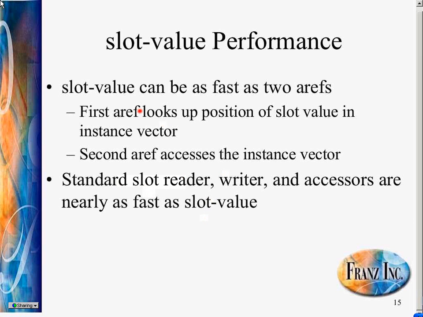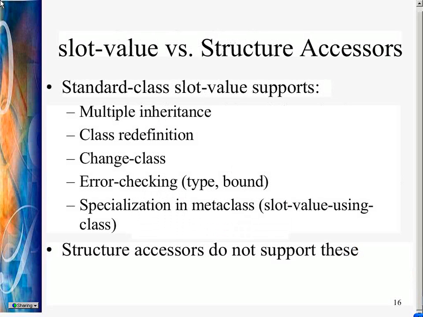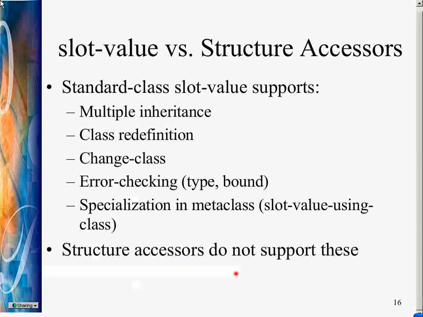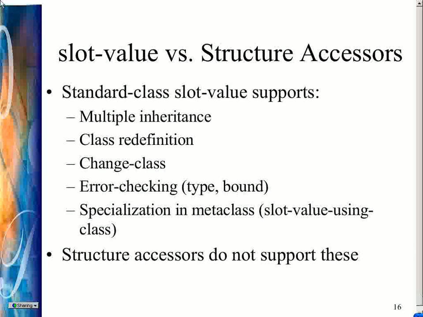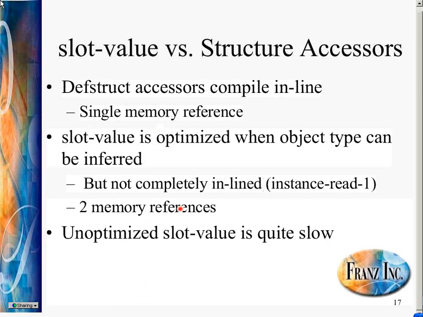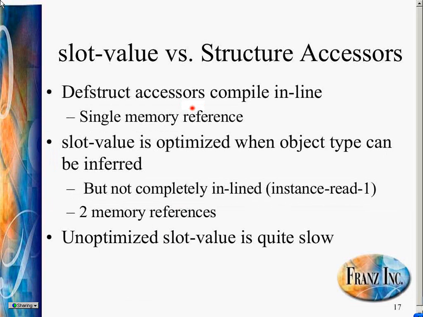The slot reader, writer, and accessor that you've defined, that we recommend that you use, are nearly as fast as slot value. If you're looking at slot value versus structure accessors, with the standard class you get a whole bunch of stuff, while structure accessors don't get all this stuff. You can't do change class. There are various kinds of error checking you can't do, et cetera. But structure accessors are really fast as a result. Generally, the rule is the more you can do, the slower you are.